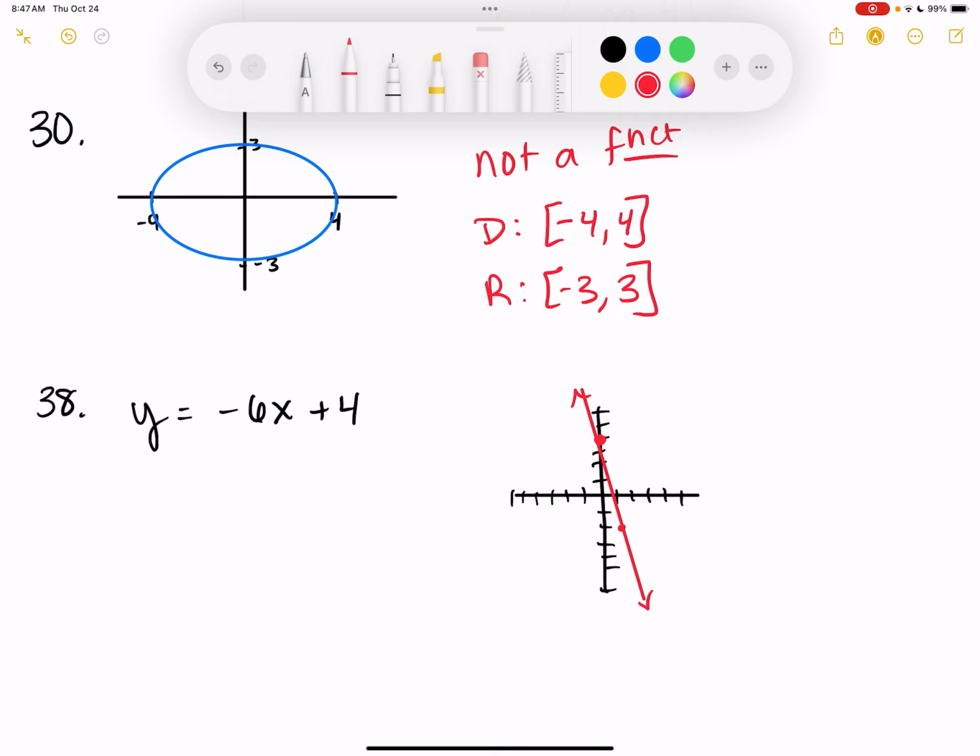So if I want to find out if it's a function or not, I'm looking to see if it passes the vertical line test. Does it? Yep. So this is a function. What x values does it take on? So what's the domain? All of them. It keeps going on forever. What about the range? What y values does it take on? Yep, also all of them. So the range and the domain of this one are all real numbers.